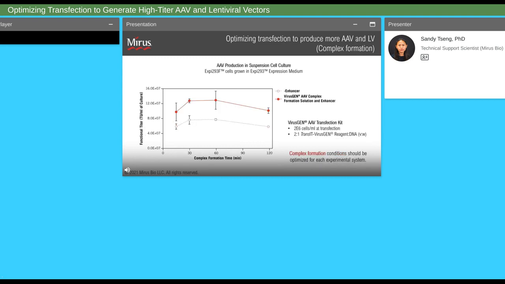And here is a similar complex formation time course experiment we performed for AAV production using the VirusGEN AAV kit with and without enhancer. And same idea here, about 30 minutes was optimal for yields for this experimental system. Playing around with other complex formation conditions can improve titers, and importantly, it should be considered for different culture and vector systems in order to achieve the highest titer.